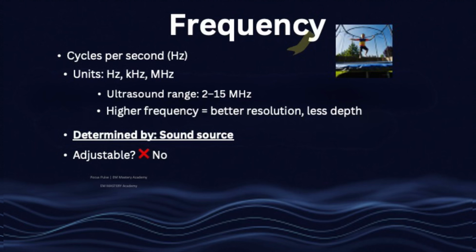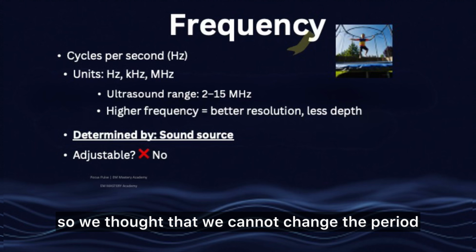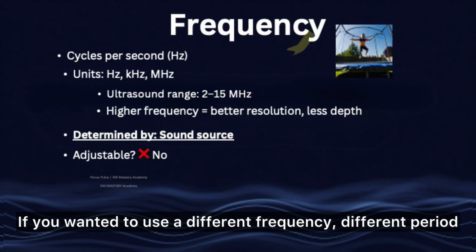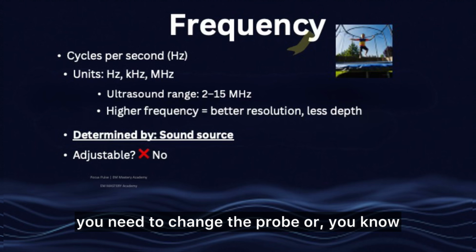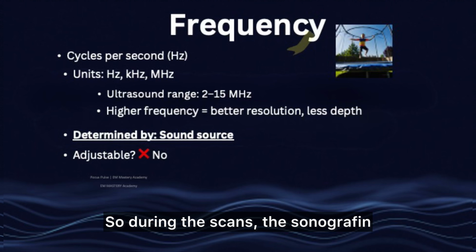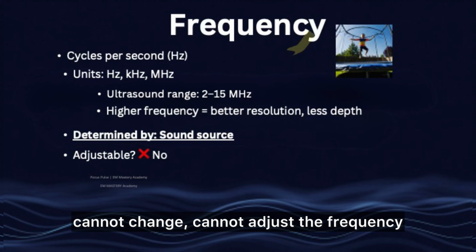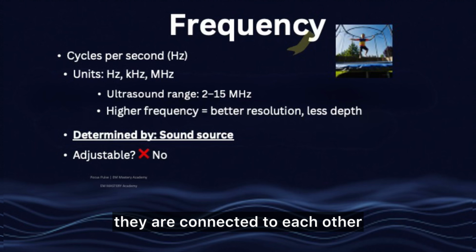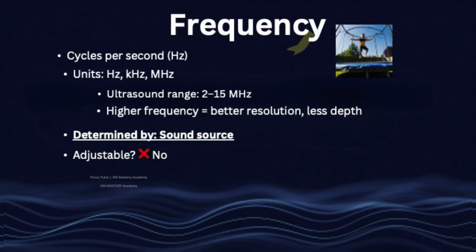Just like the period, we cannot change the period during the scan. Also, you cannot change the frequency during the scan. If you want to use a different frequency or different period, you need to change the probe or its setting before starting. So during the scan, the sonographer cannot adjust the frequency and the period. Period and frequency are connected to each other. They are reciprocal. So we will talk about what type of relationship they have.